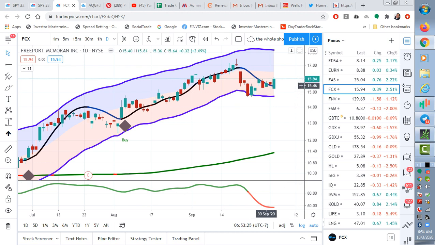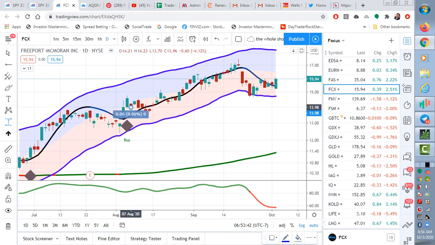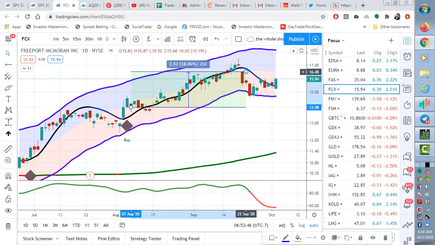And I like the fact that it's showing some strength here. I think we're going to see a potential good move in Freeport-McMoRan here really soon. If you notice the last move it made here, you would have bought that trade right in here per the signal, and you would have been in that trade right to here. That's 18% over a month. I think you guys could live with that.